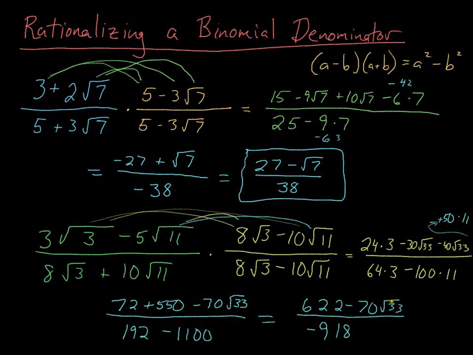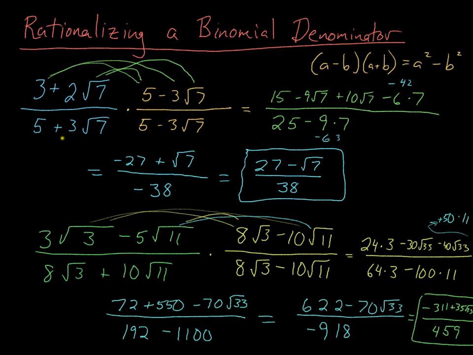And the only thing left is reduce the fraction. The only thing I see right offhand that goes into all of them is negative 2. So if I divide each of these by negative 2, this would be negative 311 plus 35 root 33 over 459. And again, I apologize if my arithmetic got off. But yeah, it's not a real big deal.